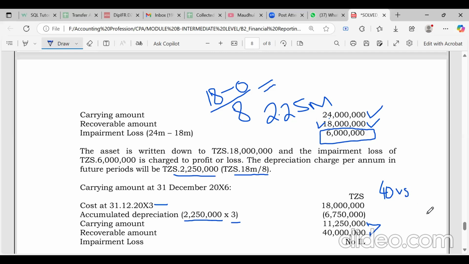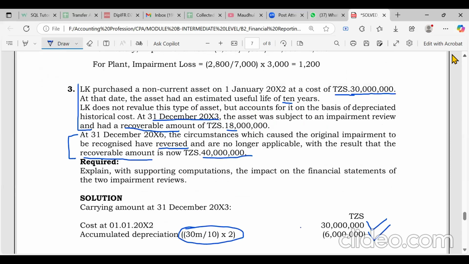So this is what I'm going to do. We said that you look at how many years have passed since the use of the asset. Remember, at first we depreciated it by 2 years, and then second by 3 years. So in total, we have depreciated the asset by 5 years. So we say, what was the original cost? Our original cost was 30 million.